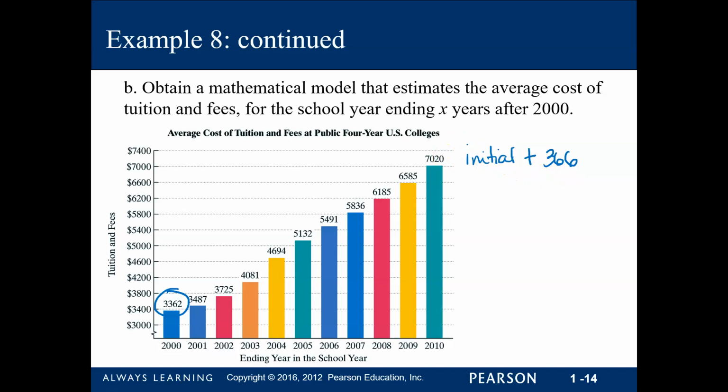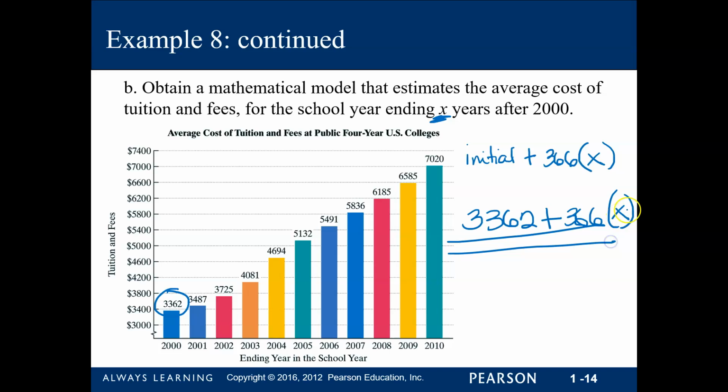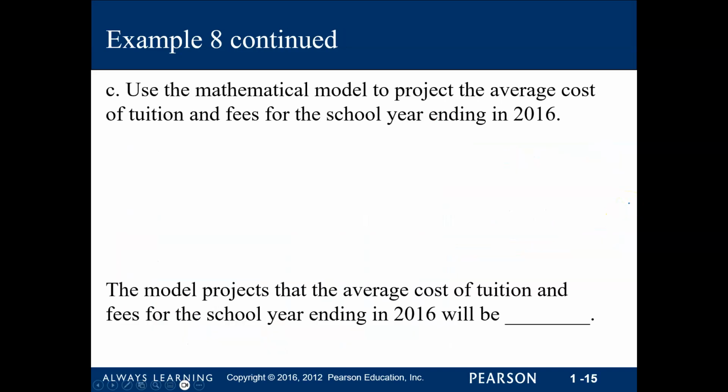Forgive me for the bell in the background. So there is an increase of 366 every year. How many years are we talking about? Well, we don't know. That is why we will use the variable x to represent the number of years. That is always the setup that we will be using. So if we replace the initial value, that is actually 3,362 plus our yearly increase multiplied by the number of years that we are talking about. Please make sure you remember this because we will be using this on the next question.